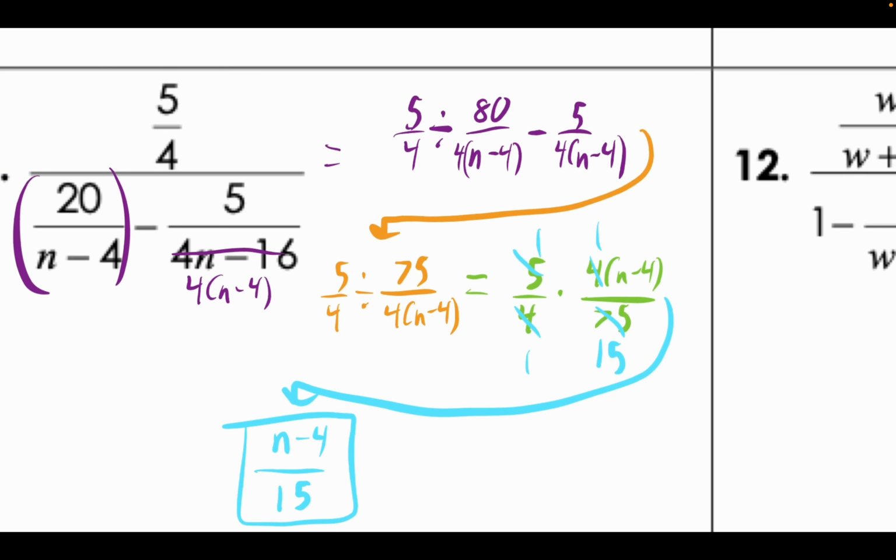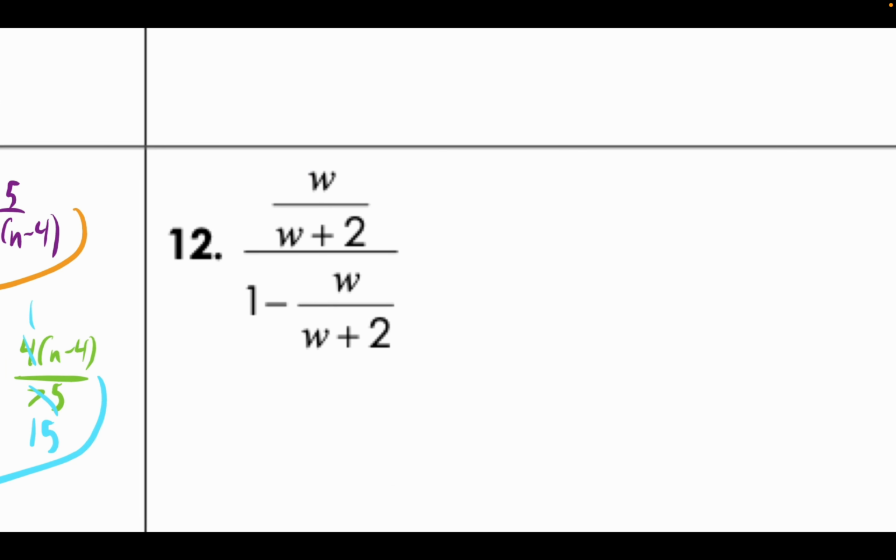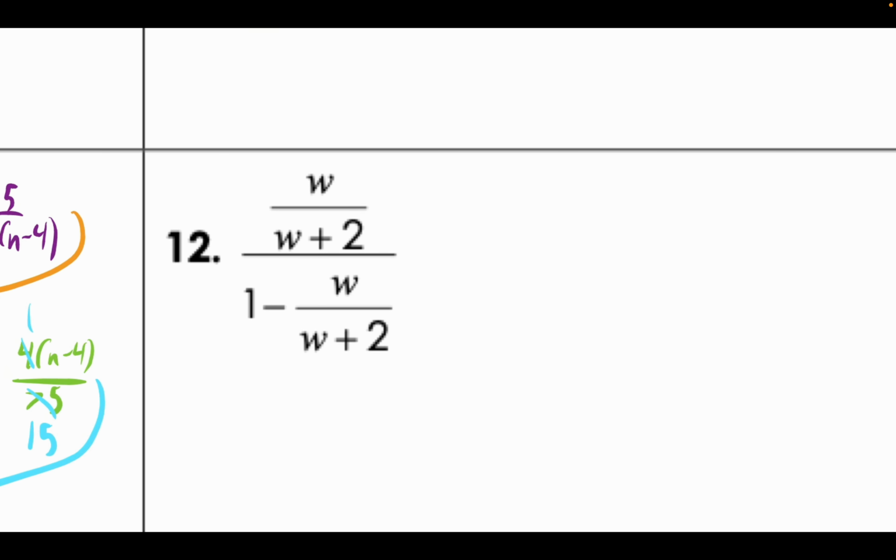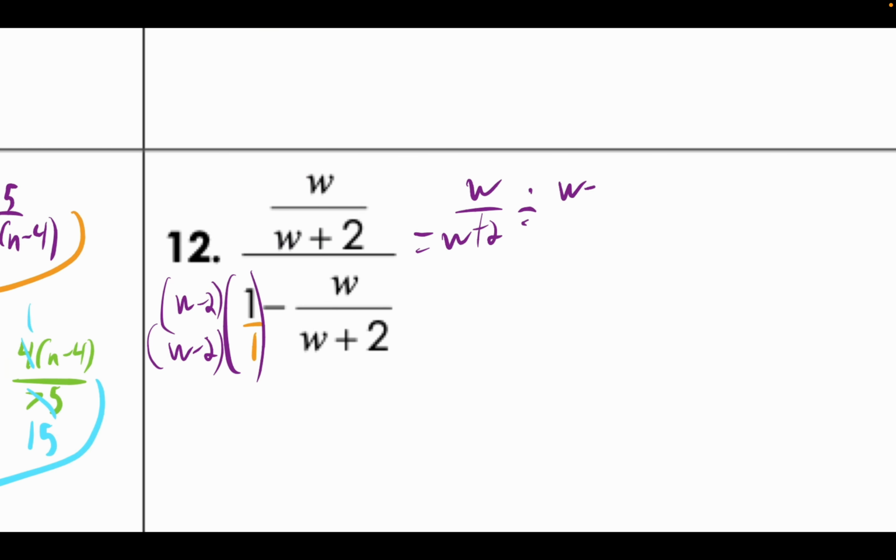On to number 12. Here, top is no issue, it's a singular fraction, but the bottom has 2 parts. It doesn't look like a fraction, but really, 1 is over 1. So our common denominator is w minus 2 on the top and bottom. And since it's a binomial, I'll put it in parentheses. So on the top, I get w over w plus 2 divided by w minus 2 as we distribute the 1, minus over w minus 2, minus w over w minus 2.